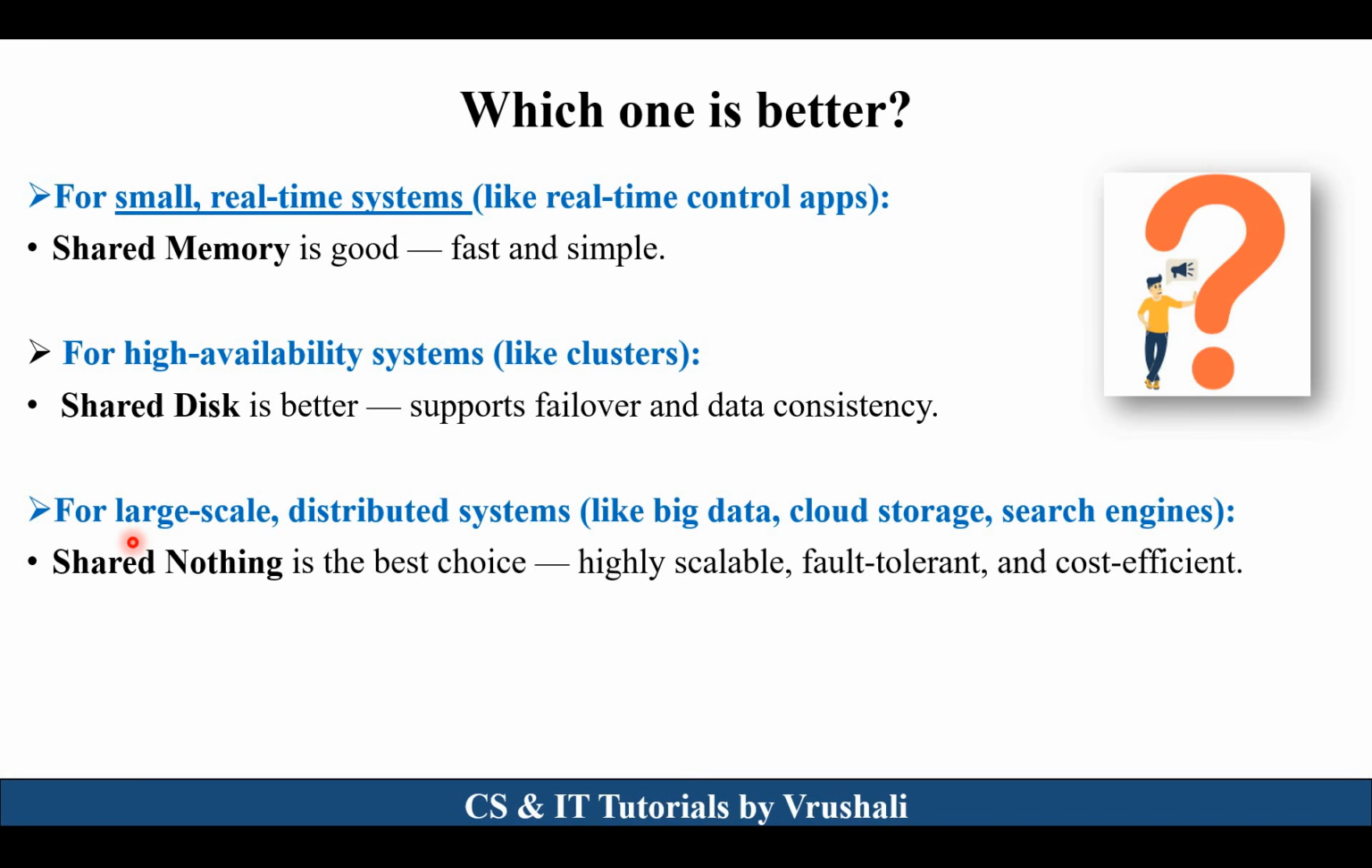Next, suppose there is a large-scale distributed system like Google Bigtable. They use Gmail servers and Google Maps servers. Then again Apache Hadoop, Apache Cassandra, Apache Kafka, Kubernetes. For all these latest systems, shared nothing architecture is used because it is highly scalable, fault tolerant and cost efficient. So as per your project requirement, you can select the architecture.